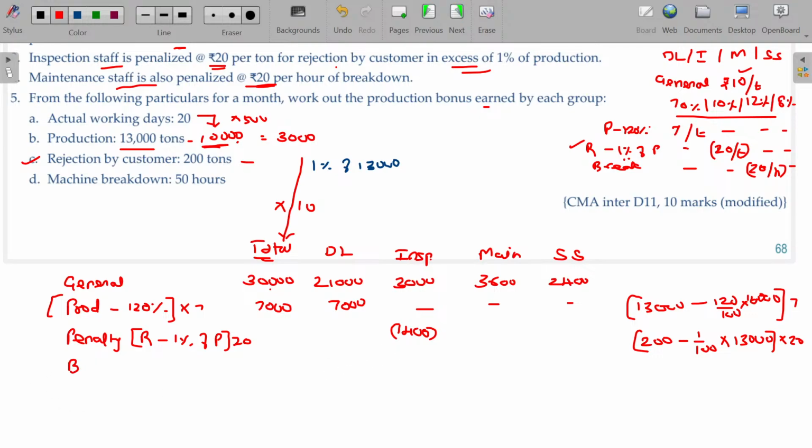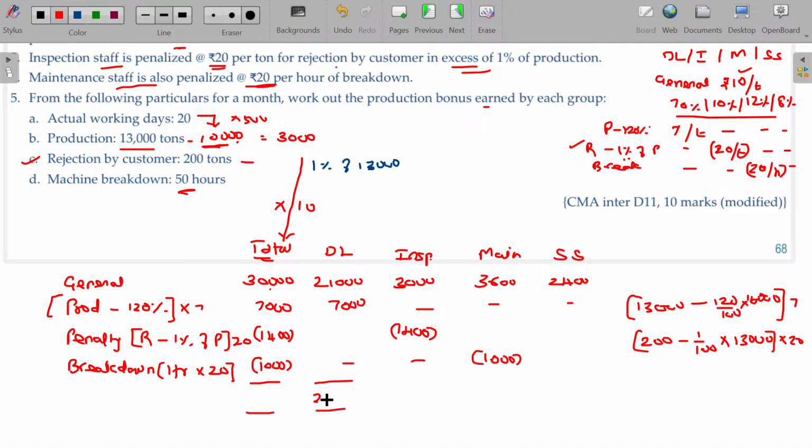And in case of breakdown, hours of breakdown multiplied with 20 rupees per hour. 50 hours lost into 20 rupees, 1000 rupees. This is only due to whom? Only due to maintenance department staff. Sorry, 1000, this is the penalty. So here 1400 being the penalty. The entire penalty is charged to the inspection staff salary, as well as this one also being charged only to the maintenance department staff.